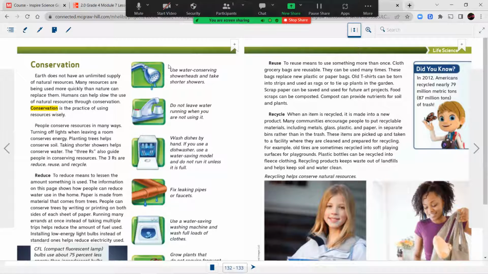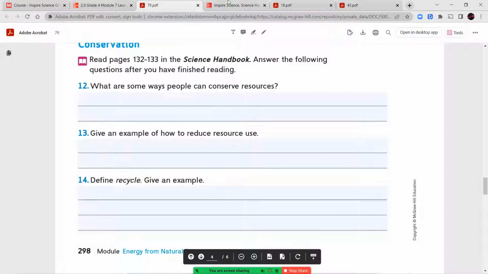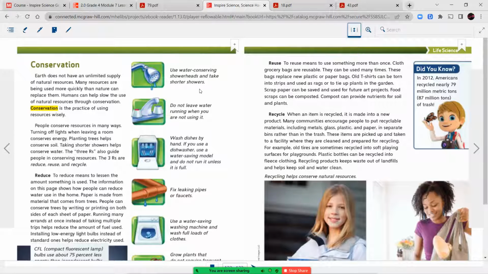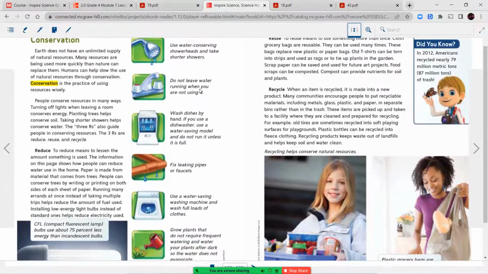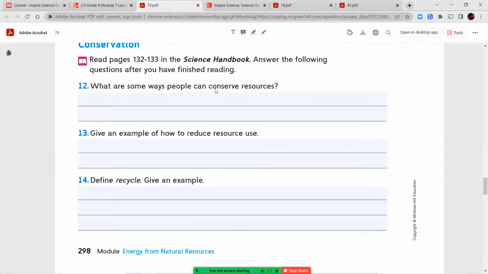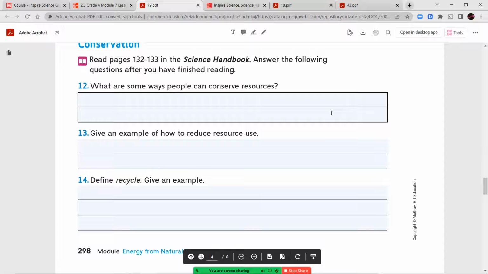All right, let's go back and take a look at our reading, at our questions. So what are some ways people can conserve resources? If we look at our book, you see a really nice list over here with pictures, and you can use any of these examples. Please use more than one. List at least 3 ways that you can conserve resources.